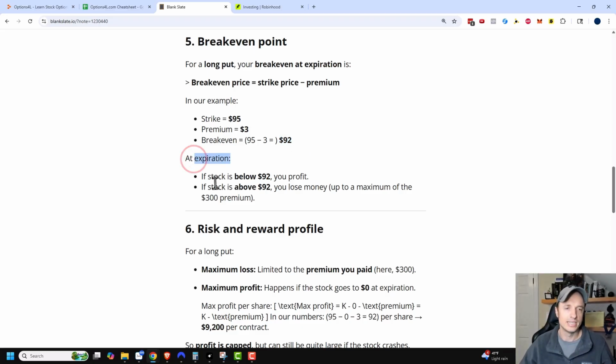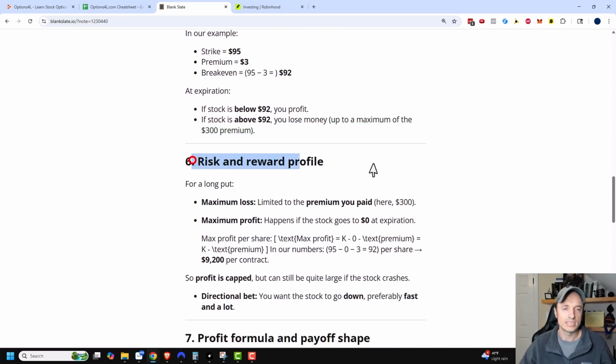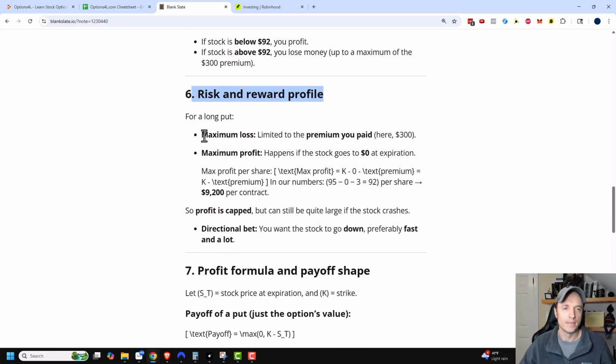So at expiration, if the stock is below $92, you profit. If the stock is above $92, you lose money up to the maximum of $300 premium. So that's the risk and reward profile for a long put. Maximum loss is limited to the premium you paid. So in this particular example, the most you can lose is $300. The maximum profit is if the stock goes to zero at expiration.